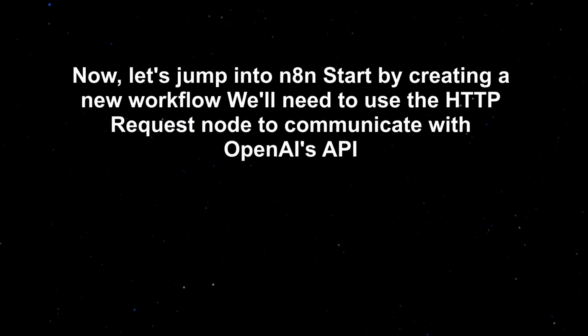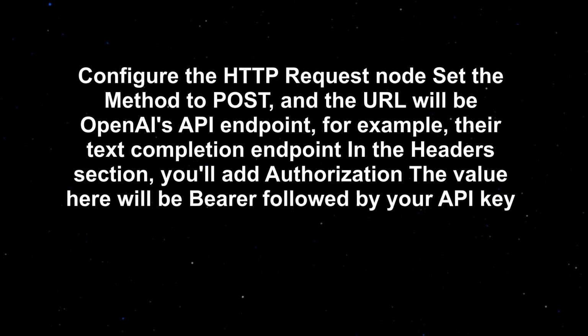Now, let's jump into N8n. Start by creating a new workflow. We'll need to use the HTTP request node to communicate with OpenAI's API. Configure the HTTP request node. Set the method to POST, and the URL will be OpenAI's API endpoint, for example, their text completion endpoint.